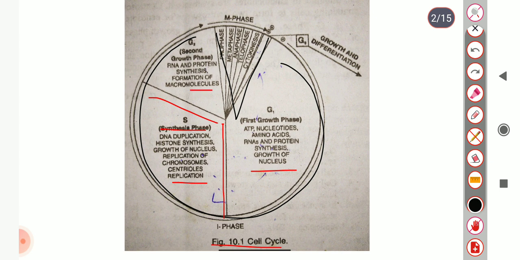Second is the G2 growth phase. In the growth phase, RNA and protein synthesis and formation of macromolecules occur. Then the M phase. In M phase, there are five types of phases: prophase, metaphase, anaphase, telophase, and cytokinesis. Let's understand one by one.